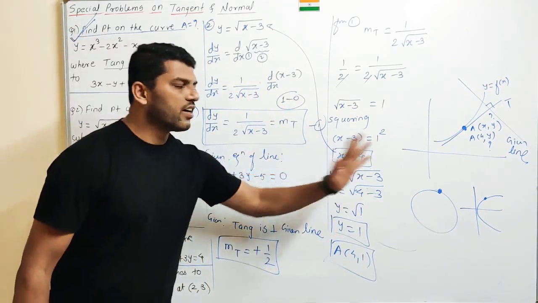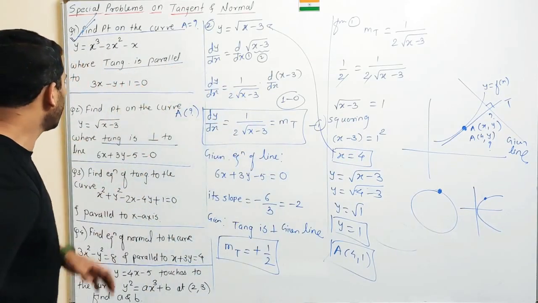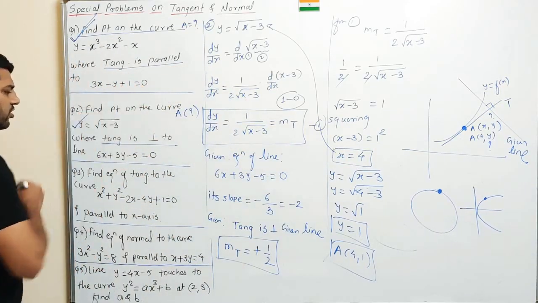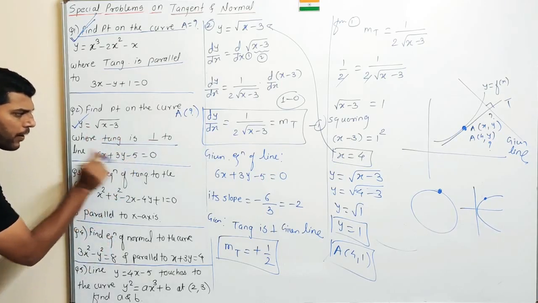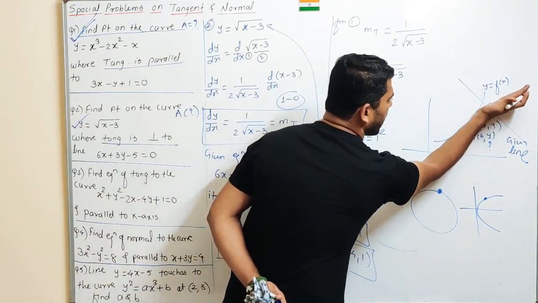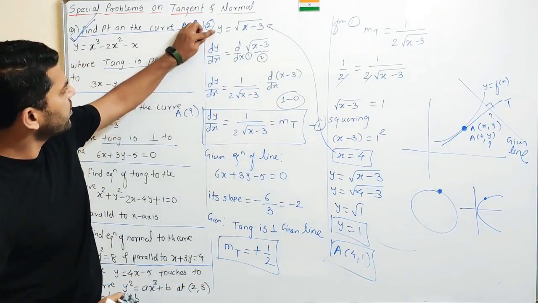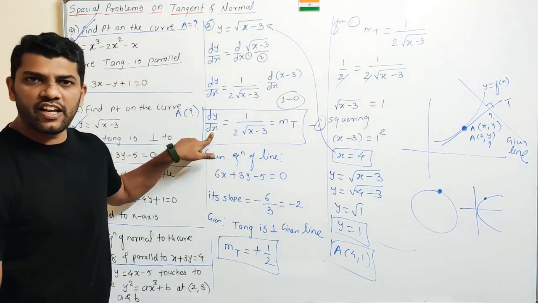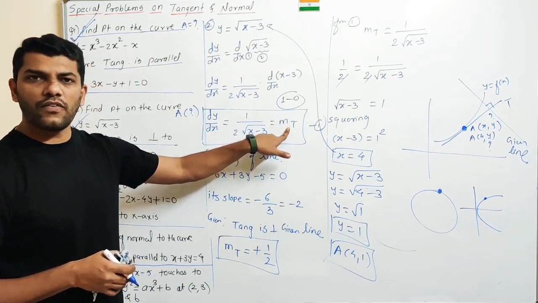Try to understand the simple theme of this question within 2 minutes. They provided you the equation of the curve, and according to them, the tangent is perpendicular to this line. This might be the situation. The tangent which is drawn at point A is perpendicular to the given line. So do one thing, differentiate the given curve, find its derivative, and you know the concept: the derivative is nothing but the slope of the tangent.